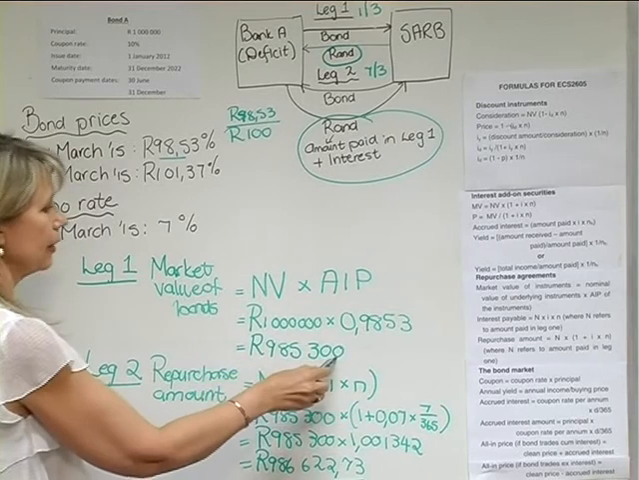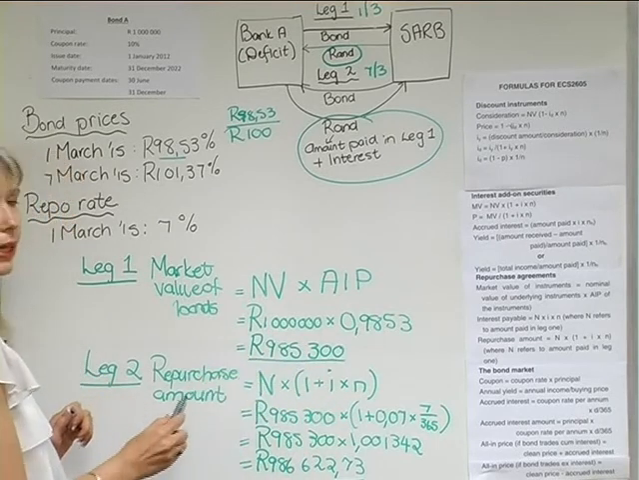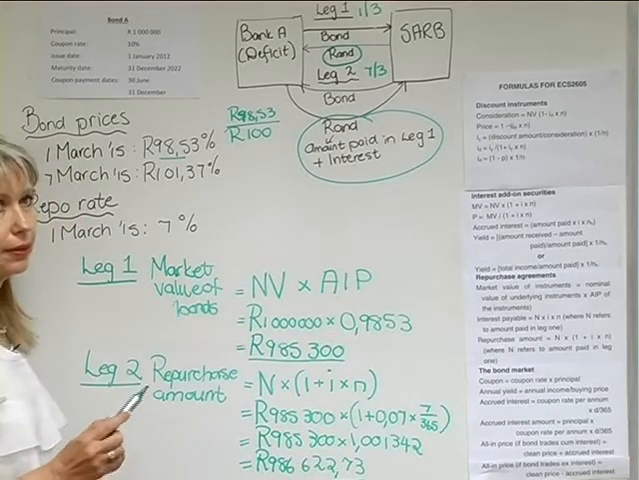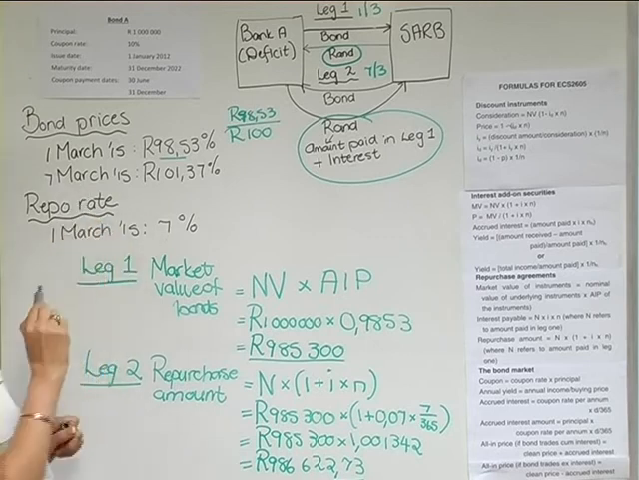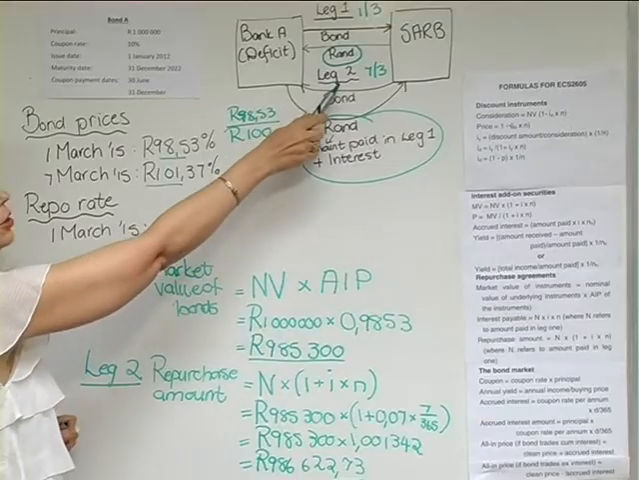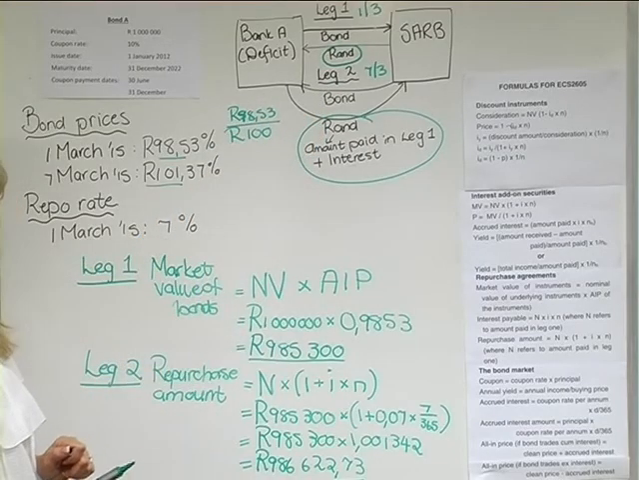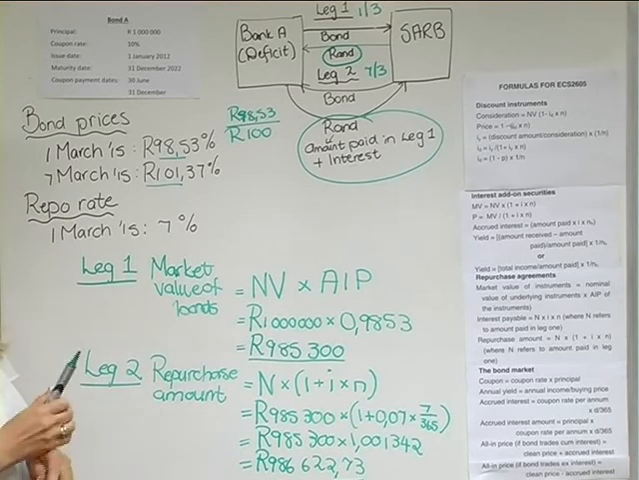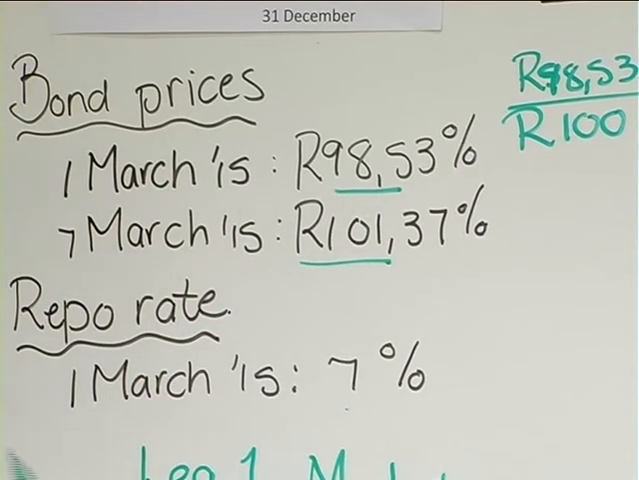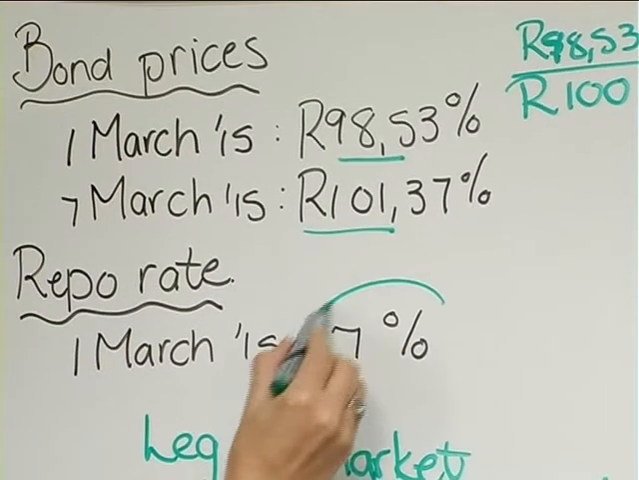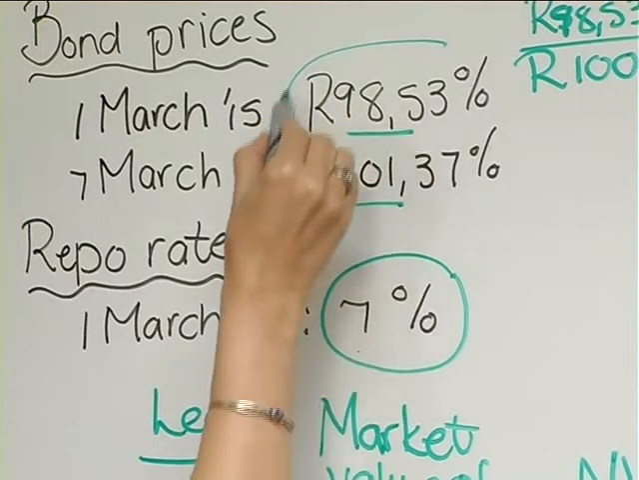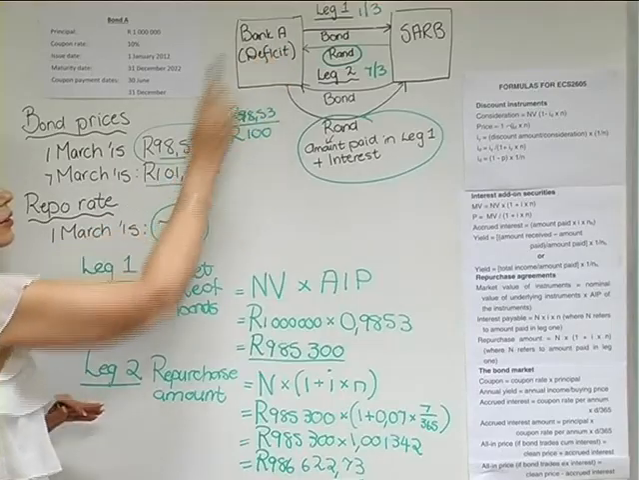So in the first leg, this is the amount that was paid. In the second leg, we add interest calculated at the repo rate. You will see that we also gave you the bond price on the 7th of March, in other words, on the day of the second leg. We will always provide that, but you should never use that. Just ignore it. This is just to confuse you. So the only information you will use is the repo rate on the date of the first transaction and the bond price or the instrument price on the date of leg 1.